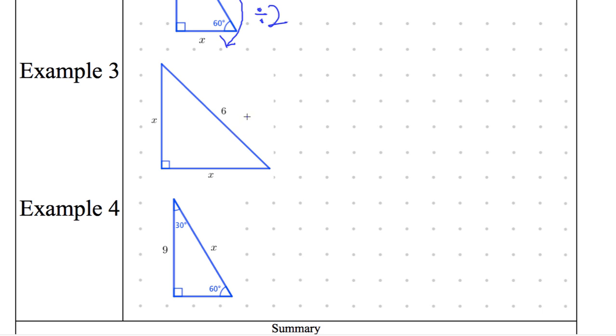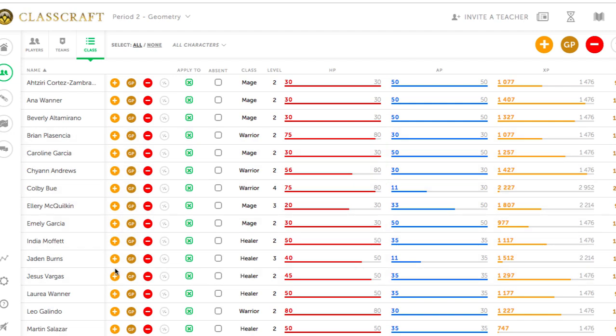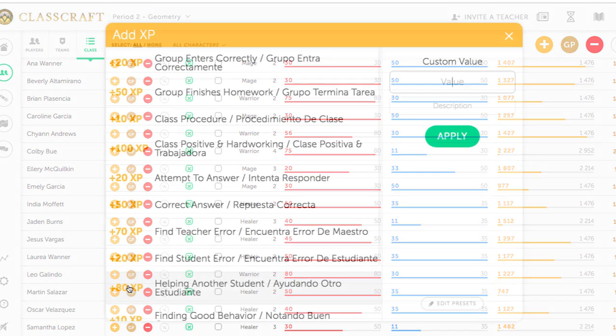All right, so now I started with the hypotenuse and I'm trying to get to the leg. I'm trying to go from 6 to x. What operation am I doing to get from 6 to x, Martine? Divide by square root of 2. Good job, Martine.